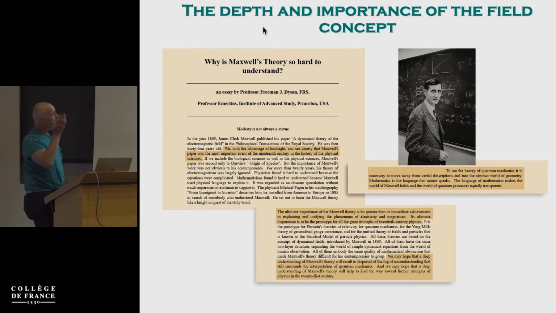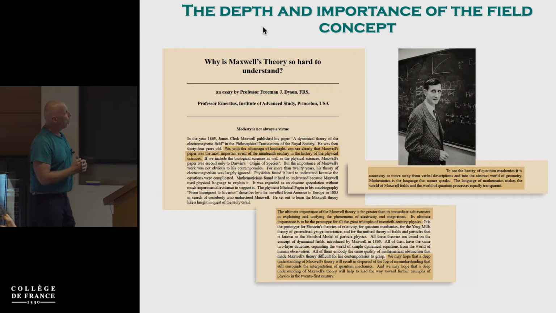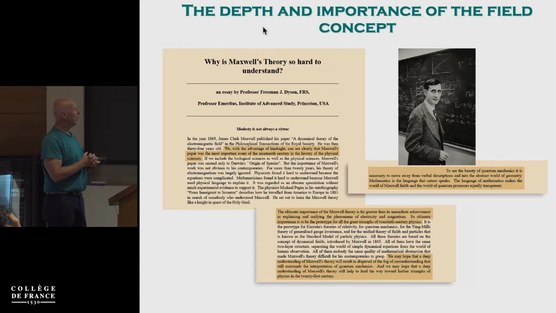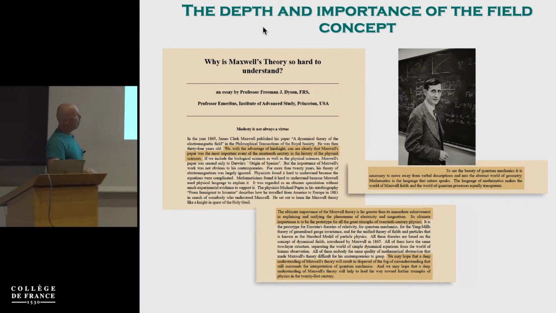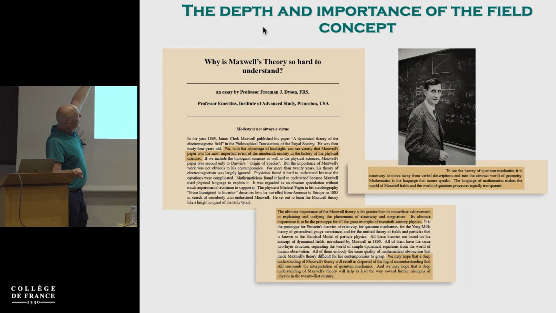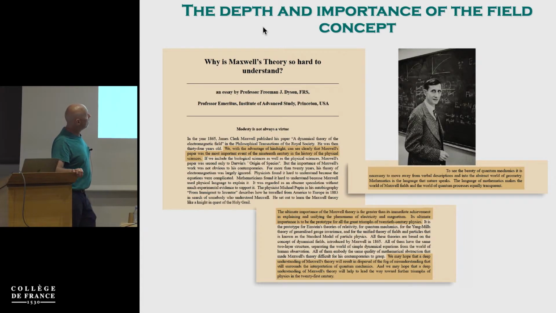So, just to continue hammering home this point, for those of you that have any sort of physics background, this is really a great article by Freeman Dyson. It's only 6 pages long. And I just want to give you a few quotes from it to contemplate. So he says, in a way, the same thing that Feynman said. We, with the advantage of hindsight, can see clearly that Maxwell's paper was the most important event of the 19th century in the history of the physical sciences.